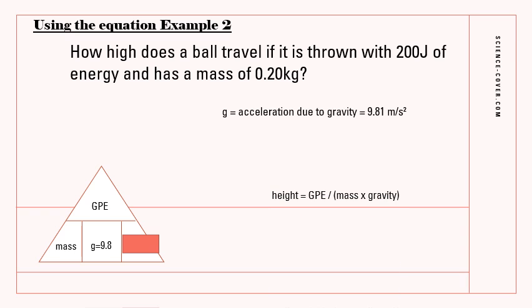Now we can write the equation and replace the words in the equation with the numbers that we've been given. So GPE is 200 joules, the mass is 0.2 kilograms, and gravity is 9.81. This comes to 101.9 joules.